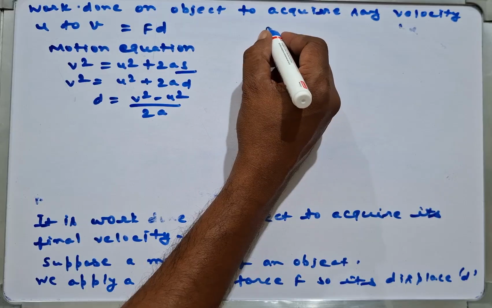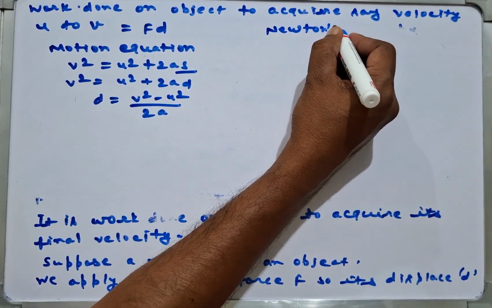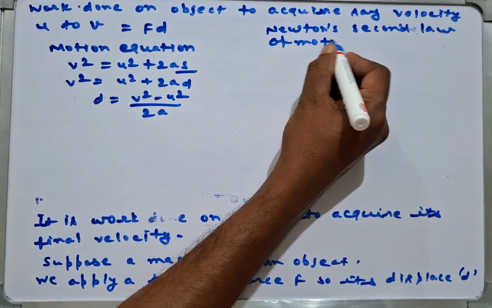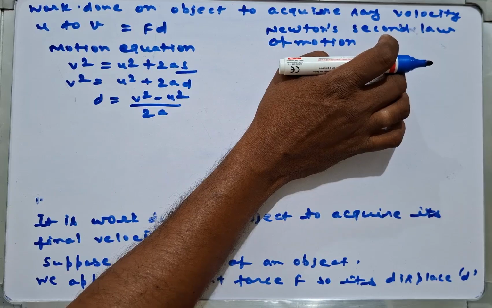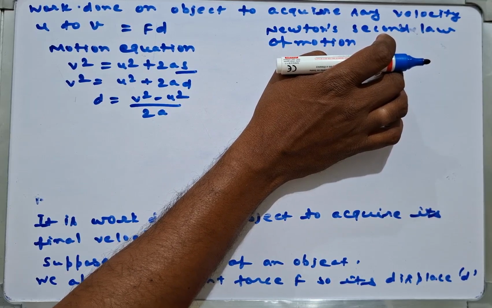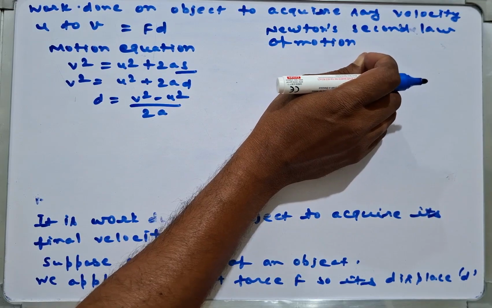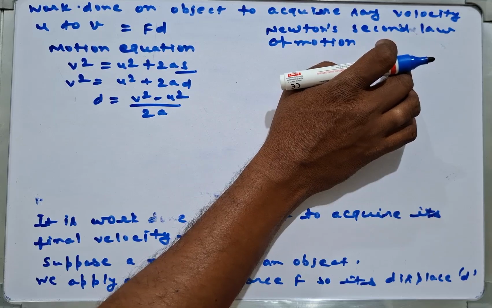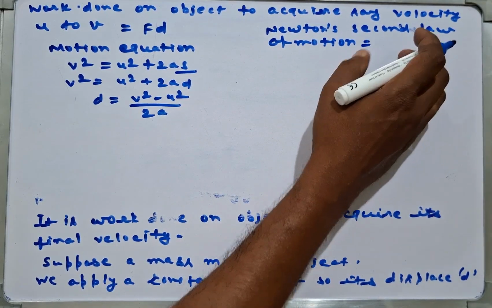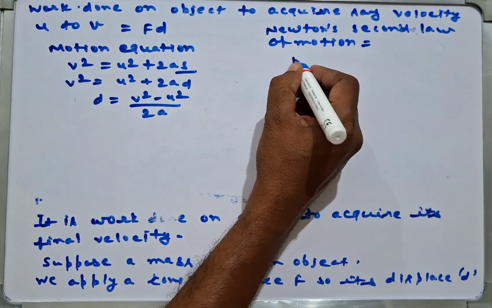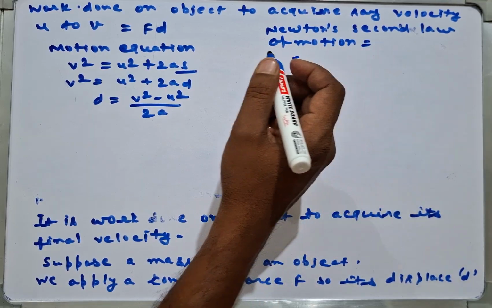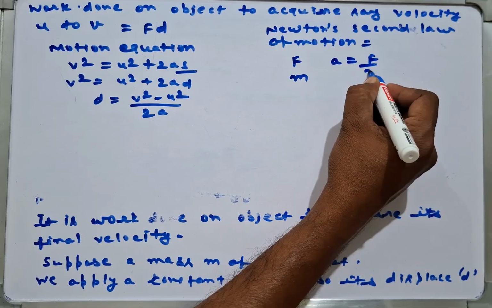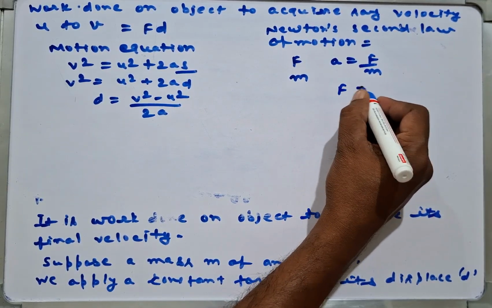Okay, or you know Newton's second law of motion, we have already discussed in our previous YouTube lecture on laws of motion, in which we also discussed the second law of motion, which says if a constant force F is acting on mass m, then its acceleration a equal to F by m. Okay, so you can say F equal to ma.